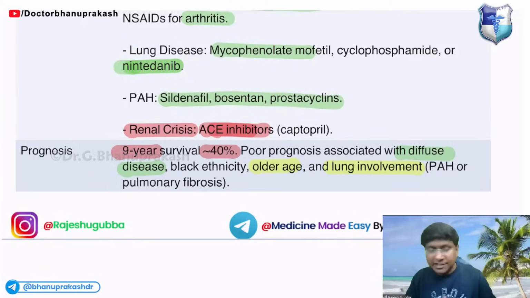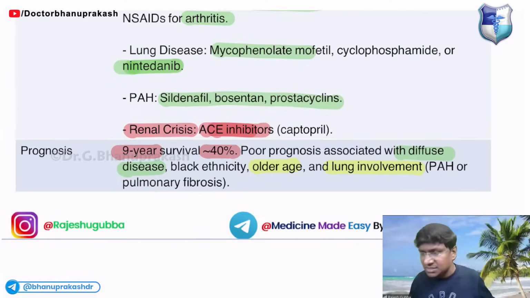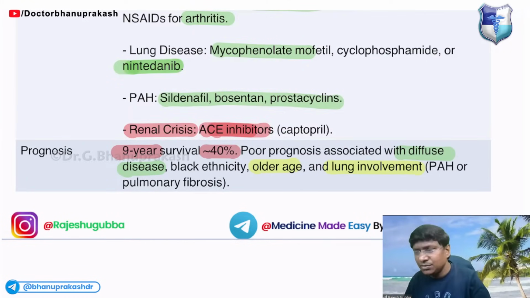Right. Review on infectious disease. No, because infectious diseases will be done in your microbiology, right? So I will not do infectious diseases here.